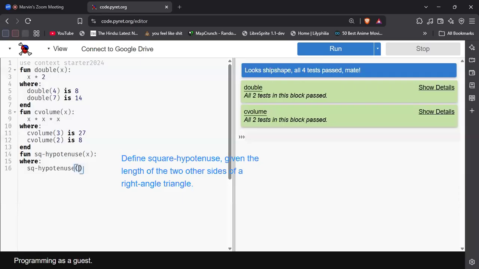Okay, how many things should we pass into square hypotenuse? Two. Okay. So what are two numbers? Any two numbers. Just don't make them too big. 2 and 3. Great. What's the square hypotenuse of a triangle with two and three?